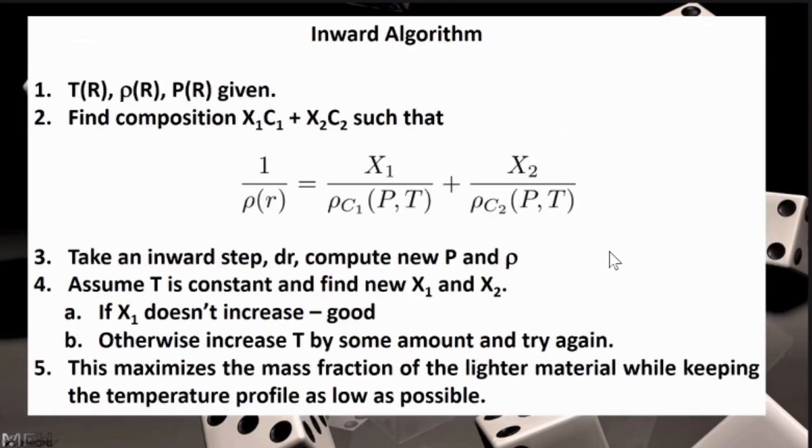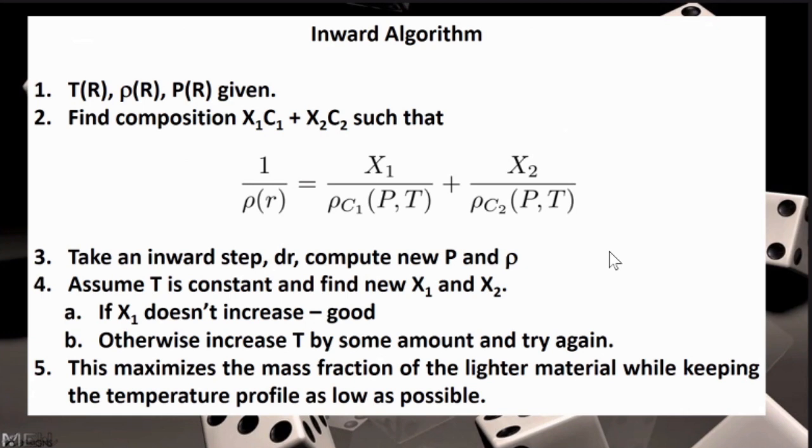Okay, and then what do we do about the temperature? So for the temperature, we have different algorithms. The one that is most reasonable is this one. I'll show you a few others in a second. You know the temperature, density, and pressure at the surface. That's given. Then you find the composition. X1 is the mass fraction of material 1, X2 mass fraction of material 2, and you want, given the pressure and temperature and the densities of the two materials, to be able to match the density that your random function has given you.